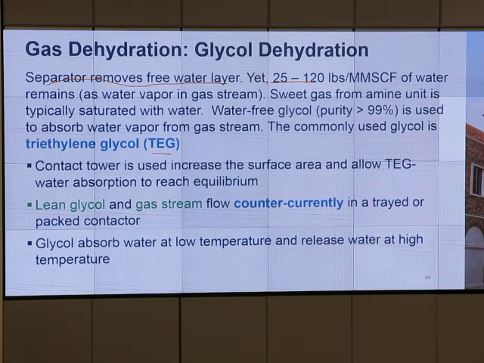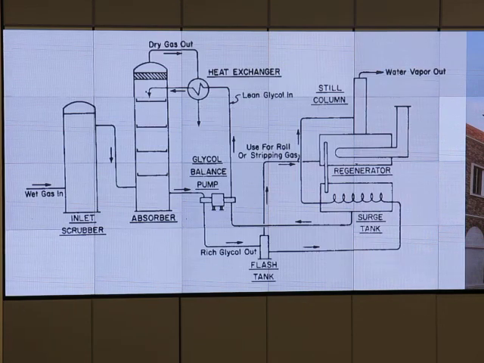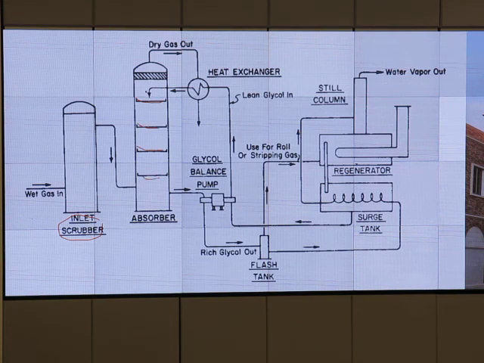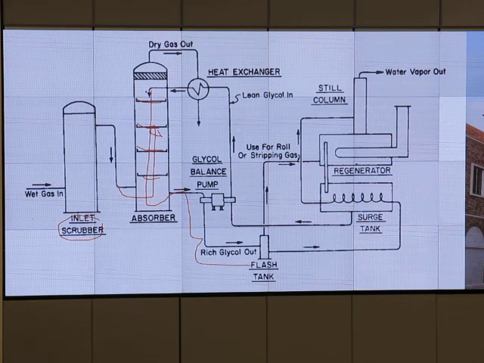Alright, for glycol, water-free glycol, very pure, 99%, is used to absorb water vapor from the gas stream. Commonly used is TEG. We have a contact tower absorber used to increase the surface. The lean glycol and gas stream flow countercurrently. Look at this. We have an inlet scrubber. So this looks very similar to amine, right? Inside the absorber or contact tower, we have several trays. Wet gas goes up, lean glycol goes down and becomes rich glycol.